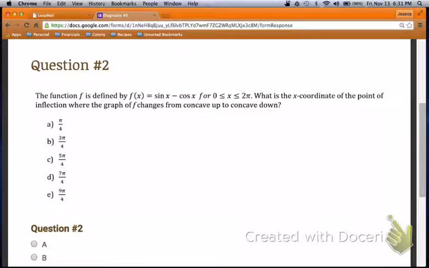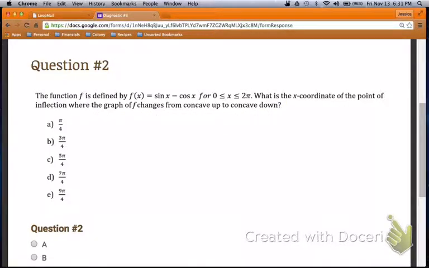Question 2. The function f is defined by this equation here. So f of x equals sine of x minus cosine of x for these x values. So we're only looking in the interval from 0 to 2 pi, including those two endpoints. What is the x-coordinate of the point of inflection where the graph changes from concave up to concave down?